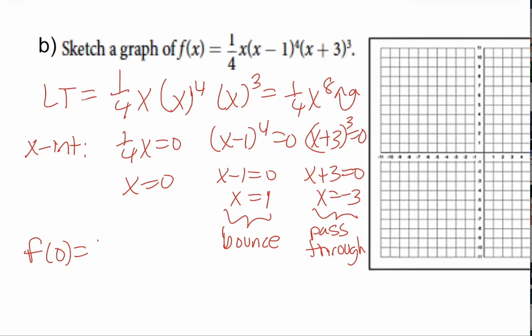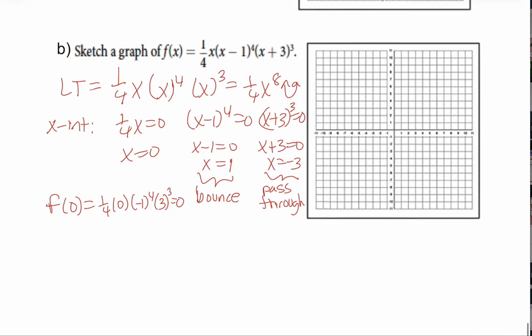When you plug in 0, you get 1/4 of 0 times -1 to the 4th times 3 to the 3rd, which is 0. If you get an x-intercept of 0, it's your y-intercept. Okay, so first thing, let's plug in our intercepts. So we have one at 0, one at 1, and one at -3.